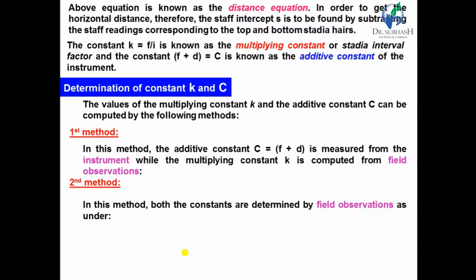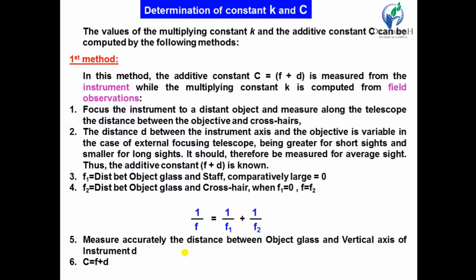In the second method, both constants are determined from field observation. As per the first method, we measure the distances F and D from the instrument, and the field constant K is determined from field observation. For that, we have to focus the instrument on a distant object and measure along the telescope the distance between the objective and the cross hair. The distance between the instrument axis and the objective is variable in the case of an external focusing telescope.